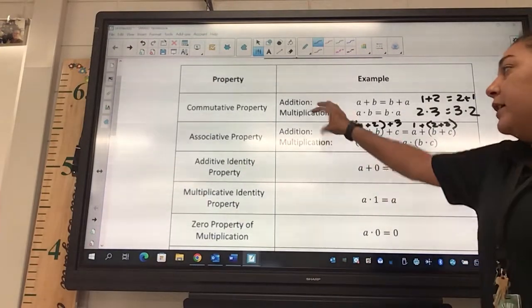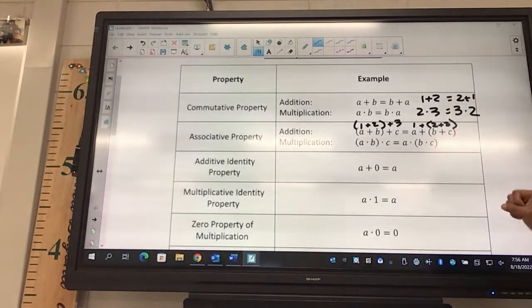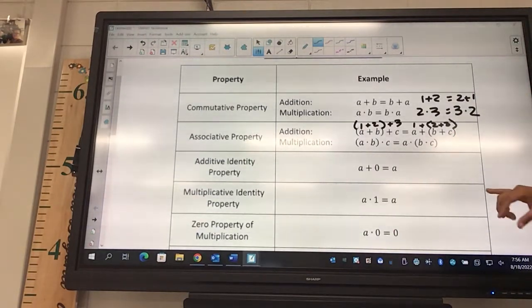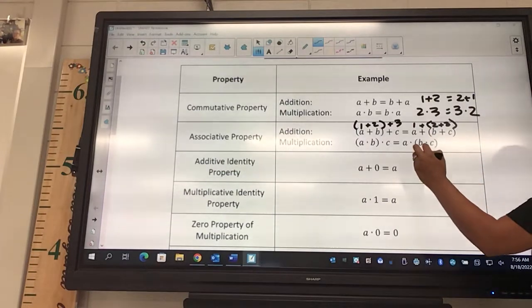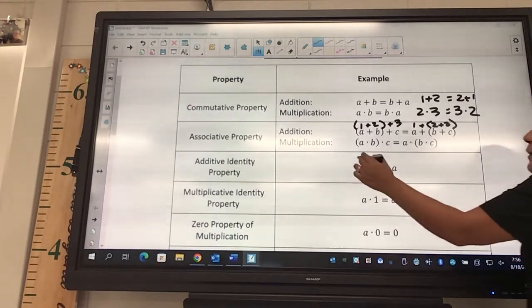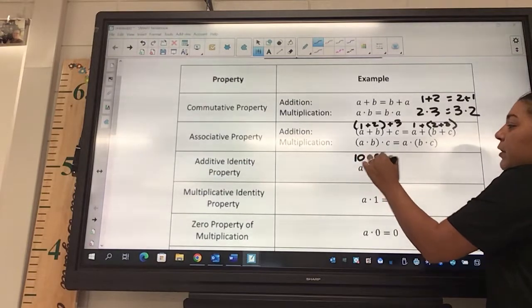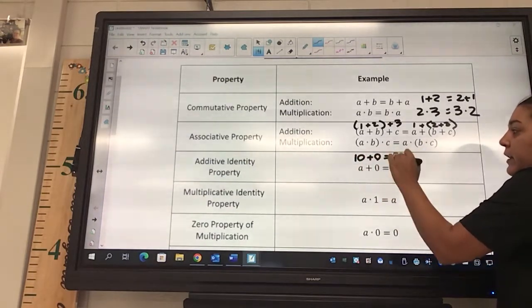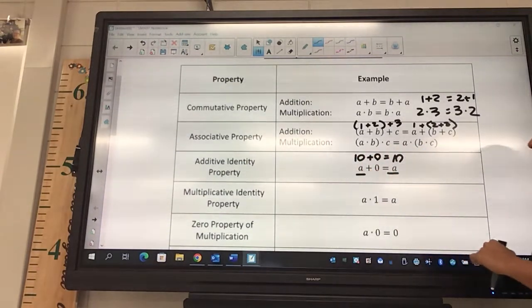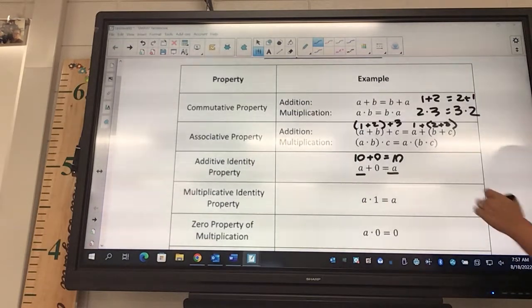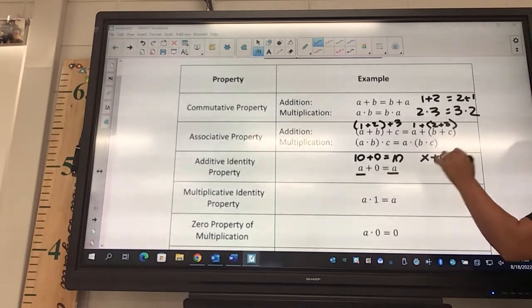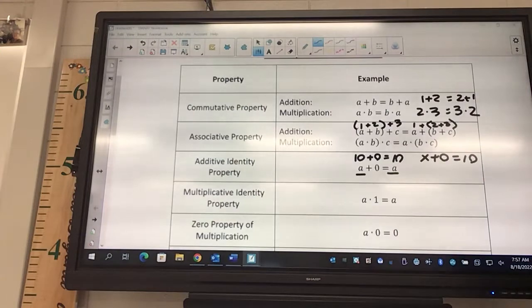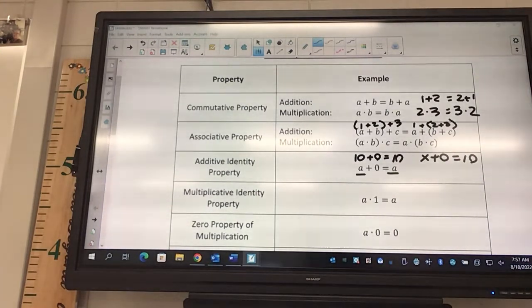Okay, so you got commutative and associative, additive identity. And you can look at this, and they're going to give you some examples. 10 plus 0 is what? 10. See how the A's match up? They're going to do it like this: X plus 0 equals 10. Well, what does X have to be in order for that to work? 10. Okay, so that's it.